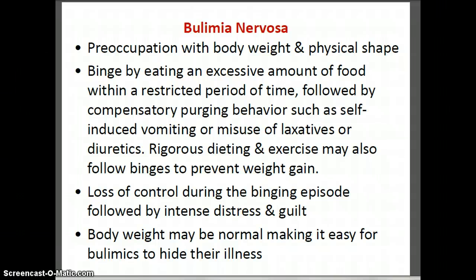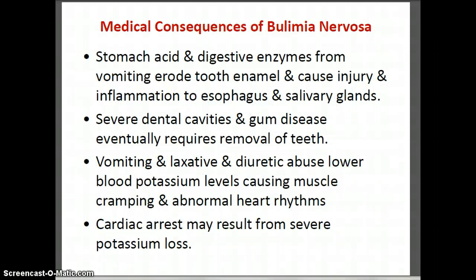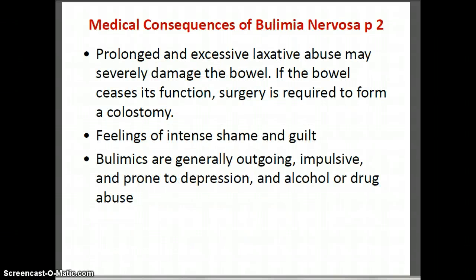Bulimia is binging and purging. Sometimes people force themselves to vomit when they suffer from this condition, or abuse laxatives. There are medical consequences, as you can imagine, from both. Anorexia can result in heart failure and death. Bulimia, since there is vomiting or abuse of laxatives, may lower blood potassium levels, cause muscle cramping, and abnormal heart rhythms. Cardiac arrest may result because of potassium loss. Also, the enamel of the teeth becomes eroded from vomiting acidic contents.